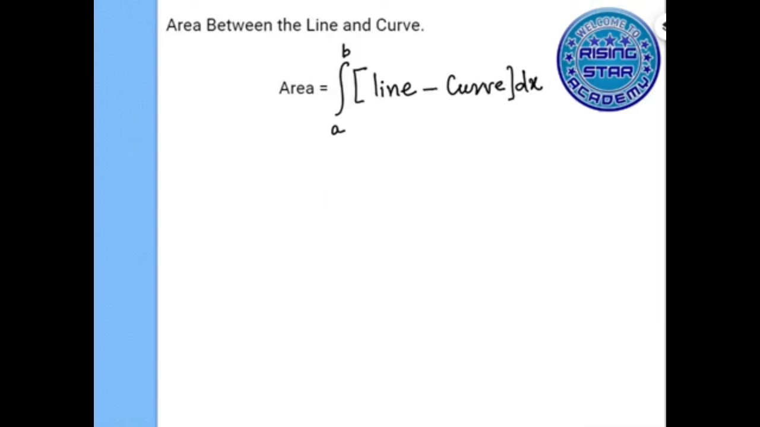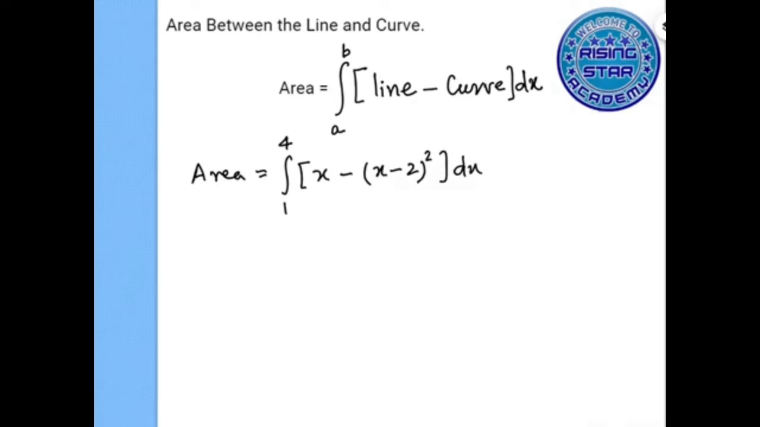So that would be the formula, the area between line and the curve. So area, limits a to b, the line would be written first and the curve would be written after that. So I will put the results. So area is equal to, the lower limit is 1, upper limit is 4. The equation of line we have x, and equation of curve we have x minus 2 whole squared.